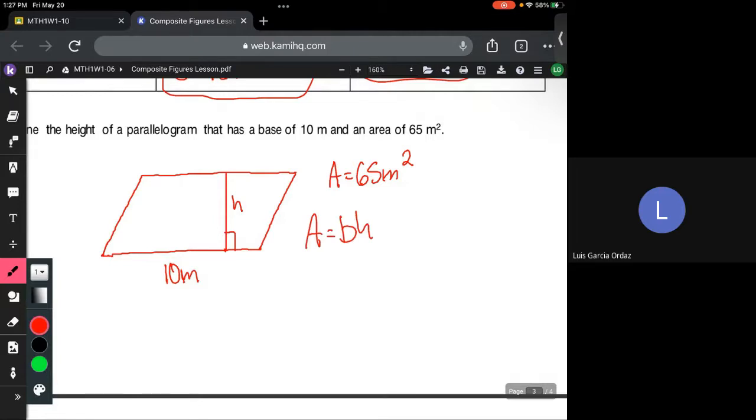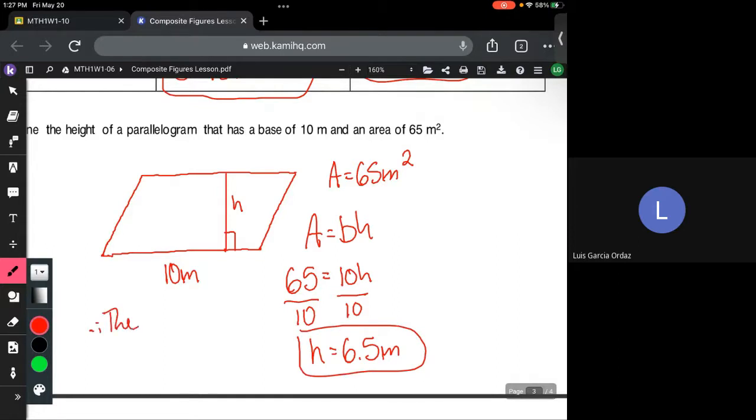So we know we have the area, which is 65. So what number am I going to put in for A? 65. My base is 10, so I'm going to plug in 10 for B. And I have no idea what H is. So going back to your algebra, how do I isolate for H? Divide by 10. So what's my height equal to? 6.5 meters. Therefore, the height is 6.5 meters.